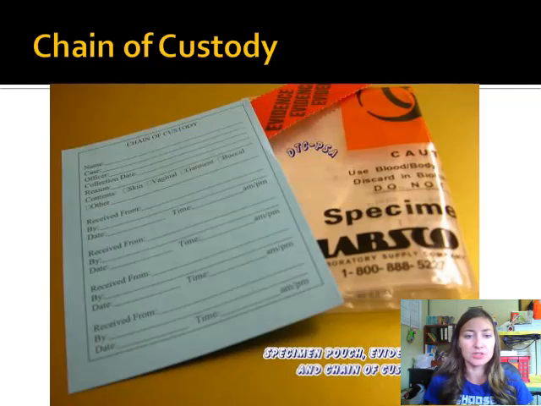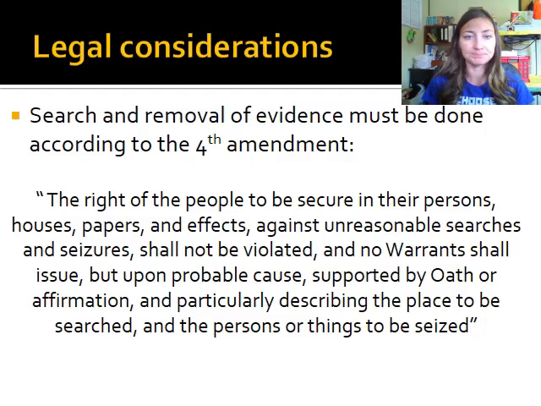So here's an example of a chain of custody form, which is also filled out, and that just makes sure that the evidence can be accounted for at all times, so it's always in somebody's possession.